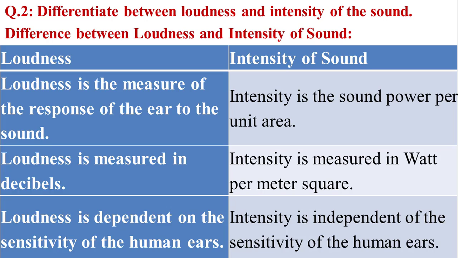Loudness is a measure of the response of the ear to the sound, but intensity is the sound power per unit area. Similarly, loudness is measured in decibel, but intensity is measured in watt per meter square. Loudness is dependent on the sensitivity of the human ear, but intensity is independent of the sensitivity of the human ear.